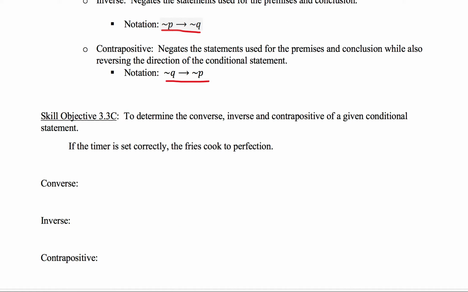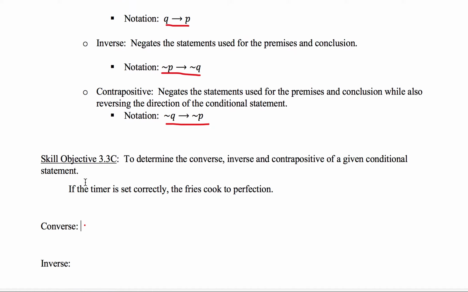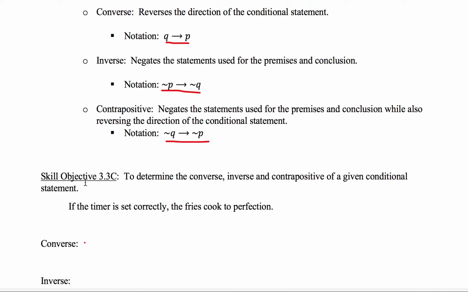Okay, so let's look at this in terms of an example. Our example says, if the timer is set correctly, the fries cook to perfection. And we want to start with the converse. So remember, the converse just means we switch the order. So now we say, if the fries cook to perfection, then the timer is set correctly. So just switching the P and the Q order gives us the converse.